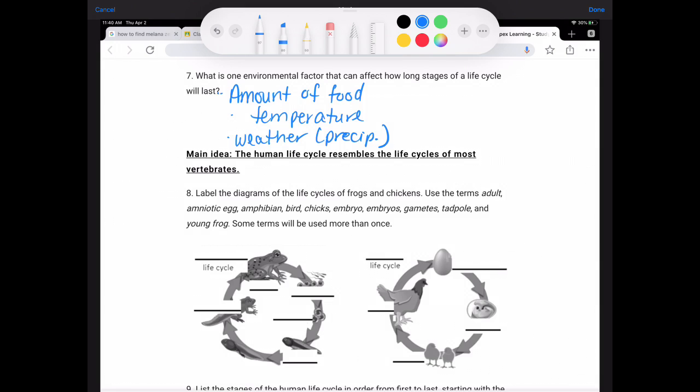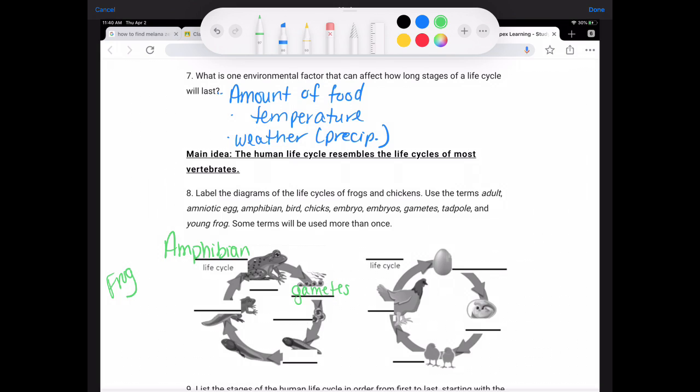Main idea, the human life cycle resembles the life cycles of most vertebrates. Label the diagrams of the life cycles of frogs and chickens. Use the terms adult, amniotic egg, amphibian, bird, chicks, embryo, embryos, gametes, tadpole, and young frog. Some terms will be used more than once. So let's start over here. Let's use green for the frog. Let's start over here with the amphibian life cycle. This is our frog. So we start out with gametes.